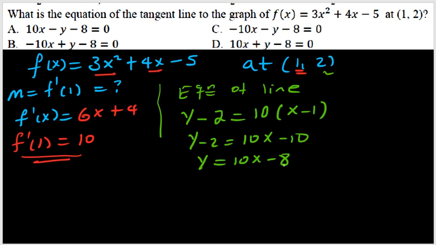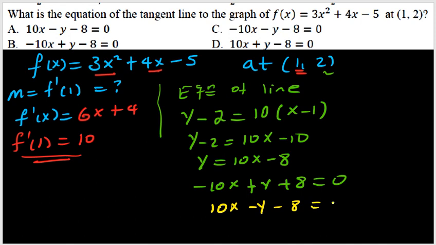So if we collect everything to the left side, 10x plus y plus 8 is equal to 0. But we cannot find this in the choices, so we can multiply each term by negative. Finally, 10x minus y minus 8 is equal to 0 will be found there. That is A.